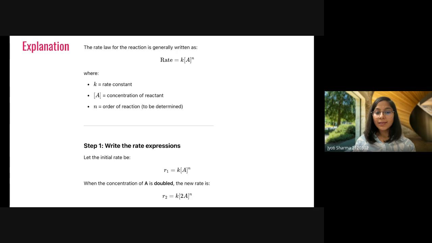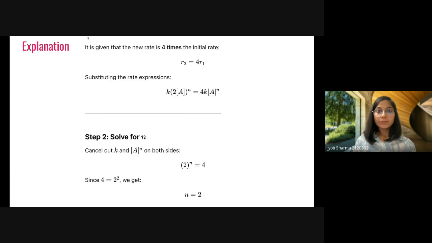But when the concentration of A is doubled, the concentration will be 2A, right? Then R2 will give the new rate 4 times. This is already given in the question that your new rate will be 4 times. So your R2 is equal to 4 multiplied by R1. If you put everything here, when the concentration is doubled, this is k(2A)^n is equal to 4k A^n.